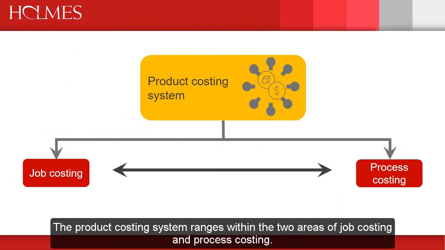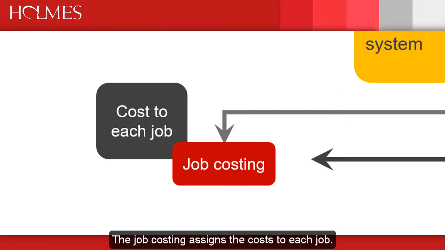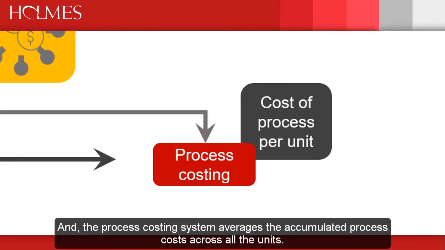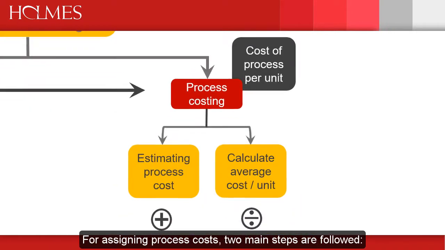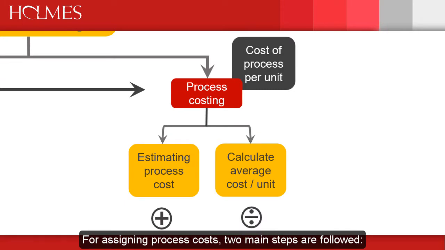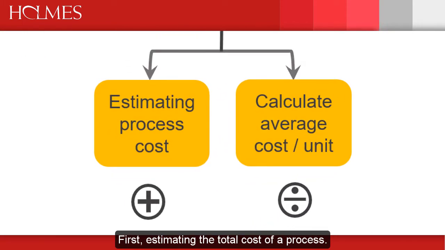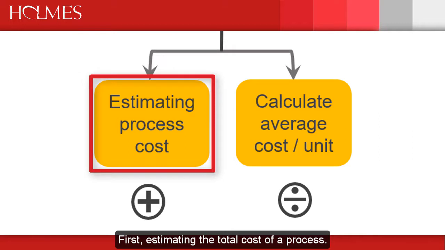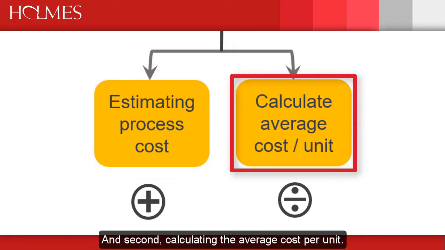The product costing system ranges within the two areas of job costing and process costing. The job costing assigns the costs to each job. And the process costing system averages the accumulated process costs across all the units. For assigning process costs, two main steps are involved. First, estimating the total cost of a process, and second, calculating the average cost per unit.